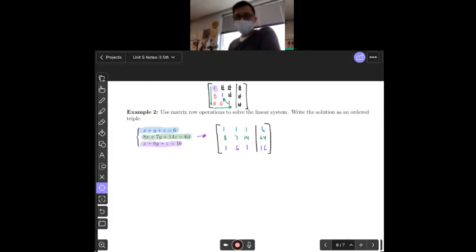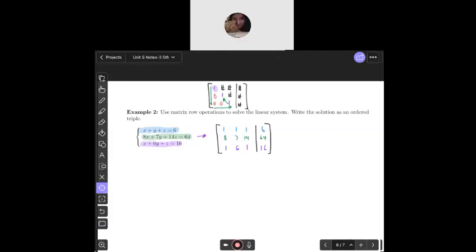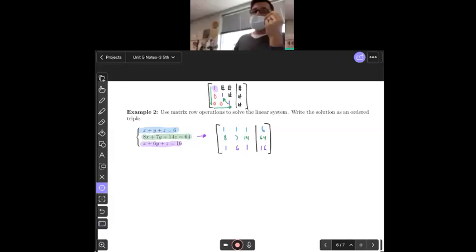What were you thinking though? What were you trying to do with subtraction? I was going to subtract row 3 from row 2, because then the 7 minus 6 would make row 2 a 1. All right, so you're trying to get this to be a 1?